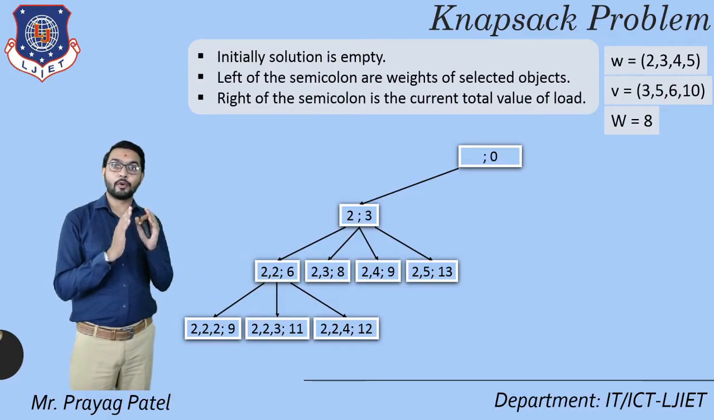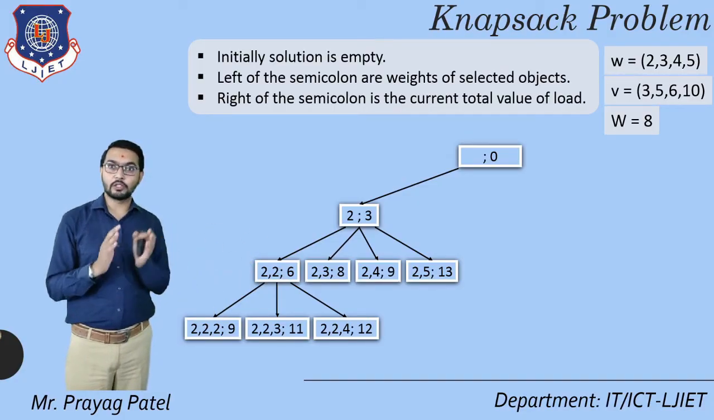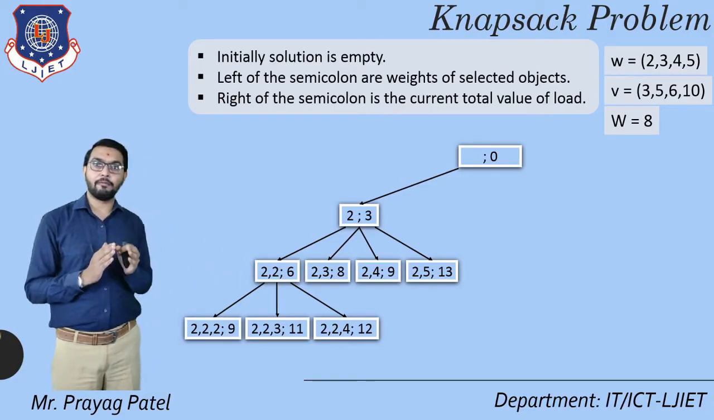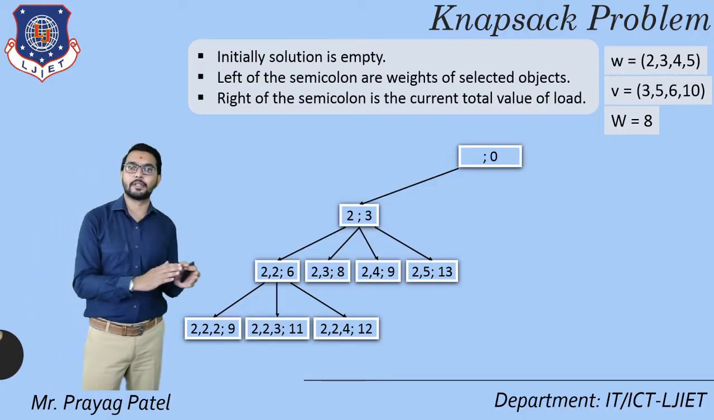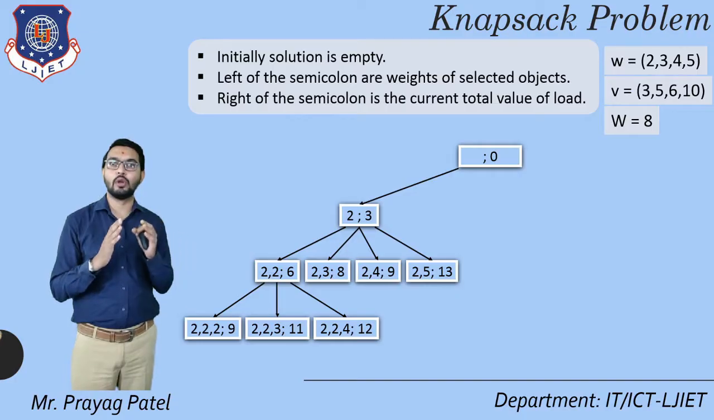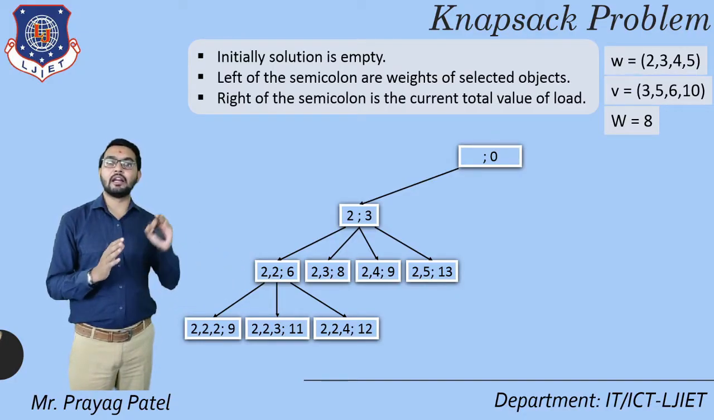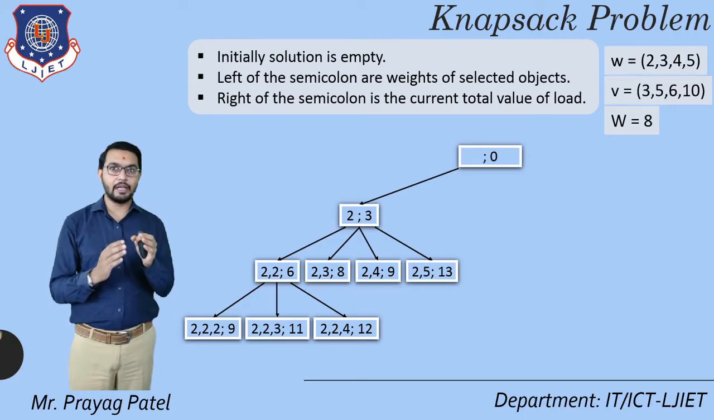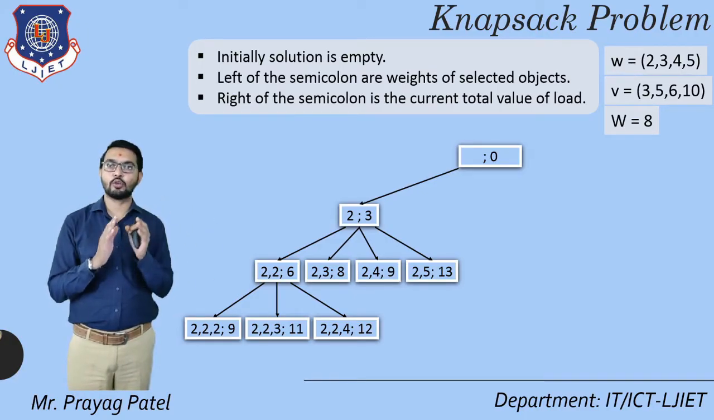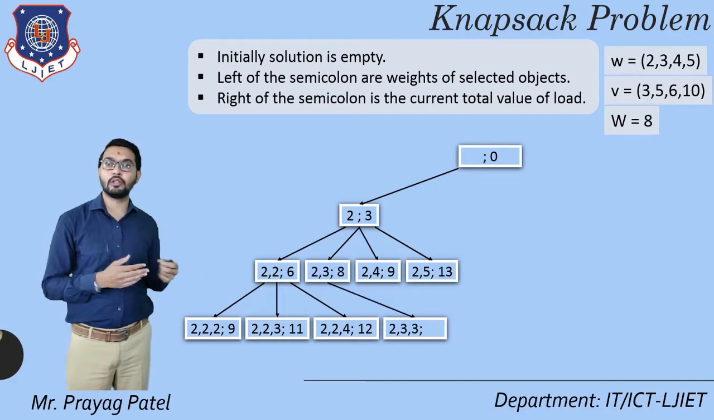Now from the 2 2, consider the next option as 2 2 5. If we consider the 2 2 5 option, then total equal to 2 plus 2 plus 5 equal to 9. So here total 9 is greater than our capacity of knapsack 8. So we can say that this solution is not possible. So here consider another solution.